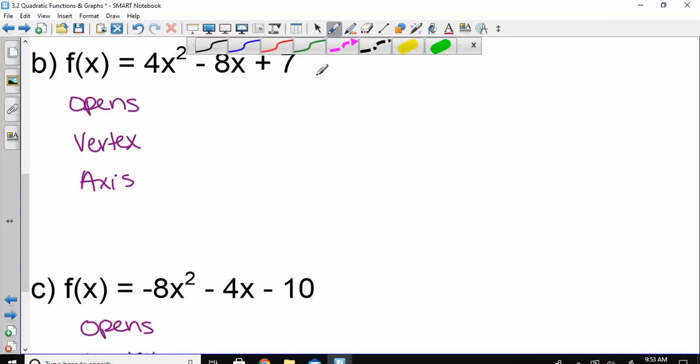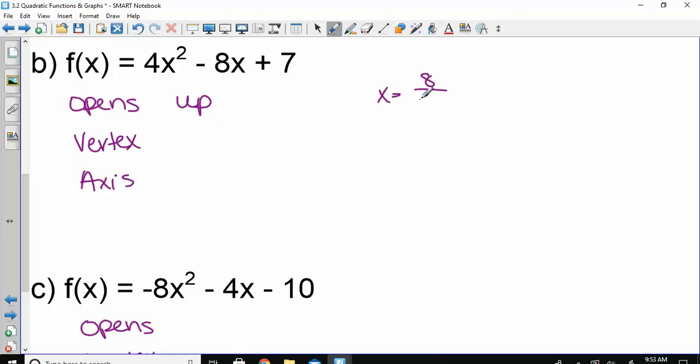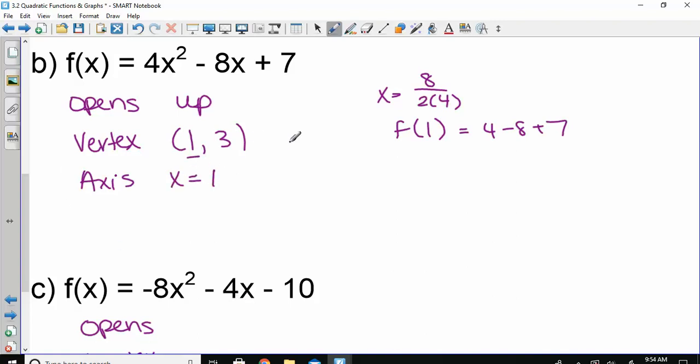So first one, does it open up or down? Open up. So it would have a maximum or minimum? Minimum. Okay. Your vertex, opposite of B would be 8 over 2 times A. So the x value is 1. If you plug a 1 in, you get 3. So vertex is 1, 3, and then the axis of symmetry? X equals 7. What? X equals just the x value. Your y-intercept is 7.